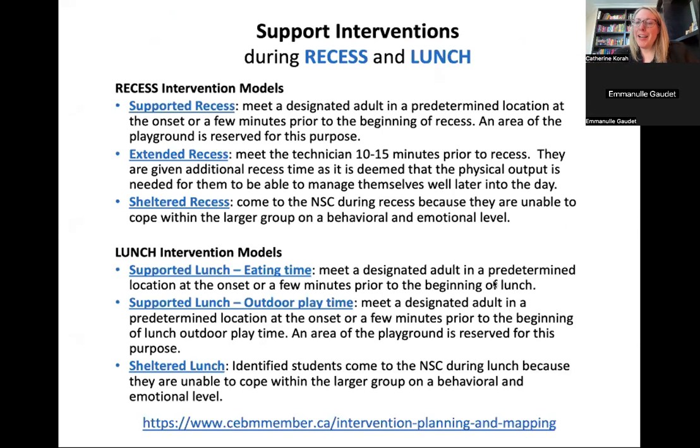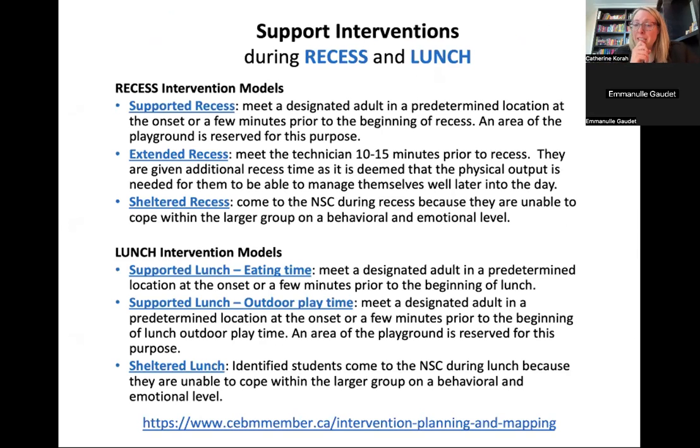Another thing that contributes so much to frustration at the elementary level is recess. Being in that schoolyard, not having a schoolyard that is set up in a way where there are different sections and structured activities happening, is where the kids get into the most trouble during transitions.